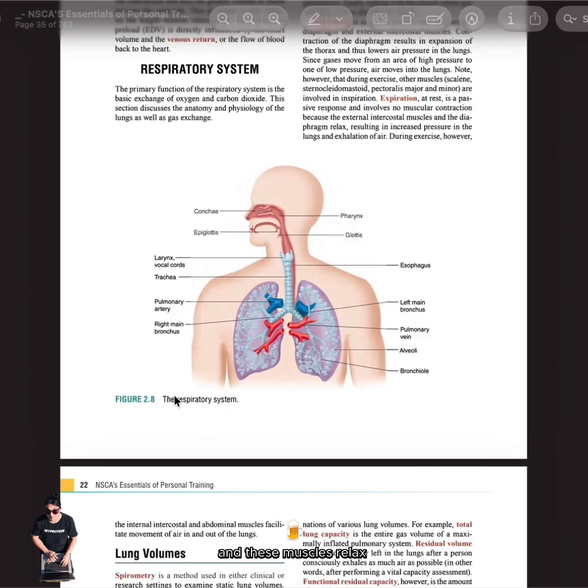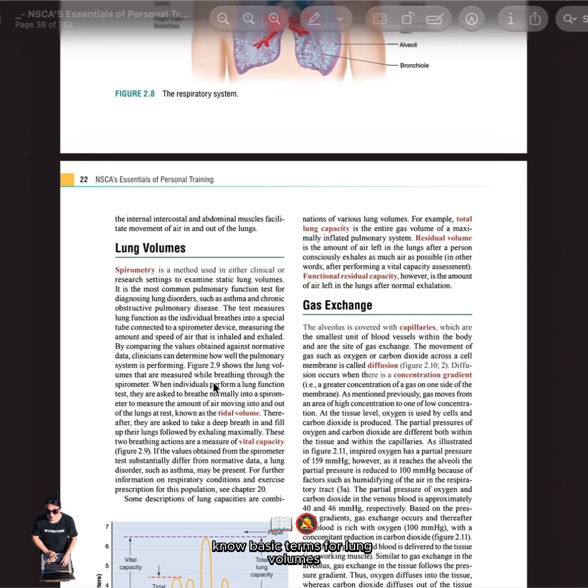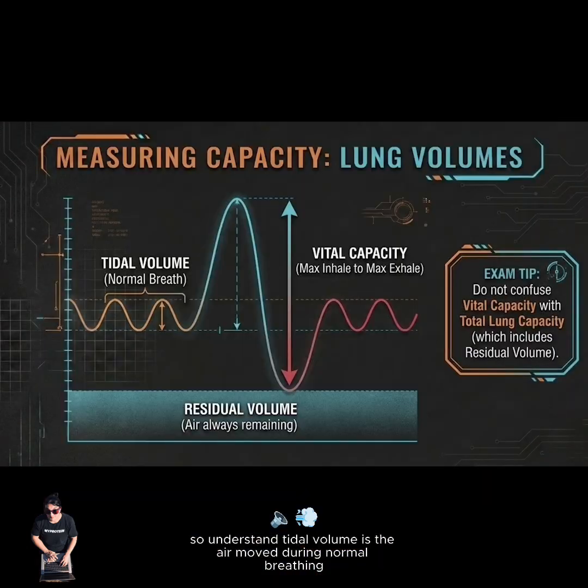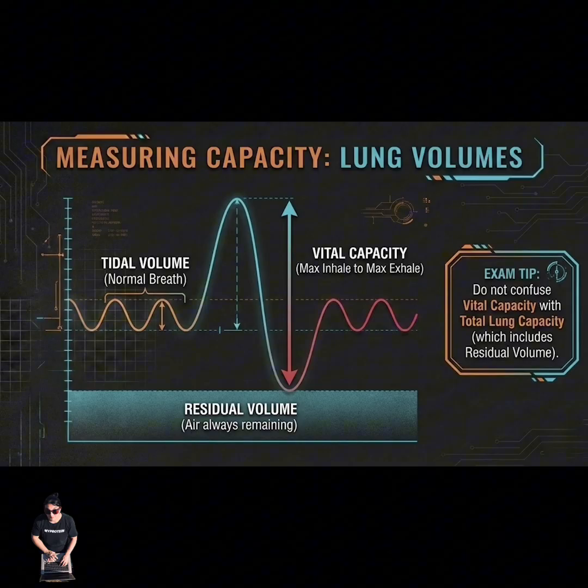Know basic terms for lung volumes. So, understand tidal volume is the air moved during normal breathing. Vital capacity is the maximum air you can exhale after a deep breath. Residual volume is what's left after all of that when you've had a maximal exhalation. So, leftover air in the lungs after maximal exhalation.